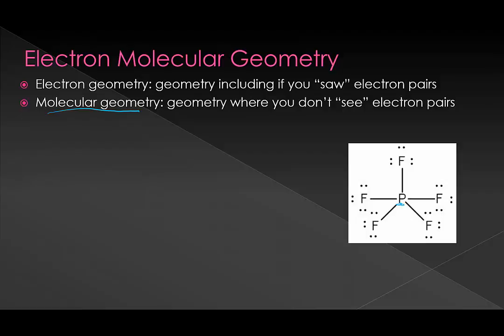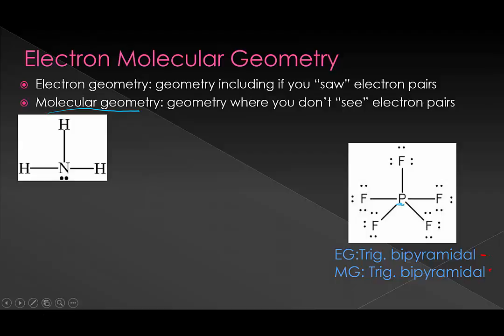So we'll learn about why this is next time, but because we have 5 bonded atoms and no lone pairs, we're going to have a trigonal bipyramidal structure. The next video will talk about how to determine that. But notice that the electron and the molecular geometry are the same. Now, if you have lone pairs, these are not going to be the same.